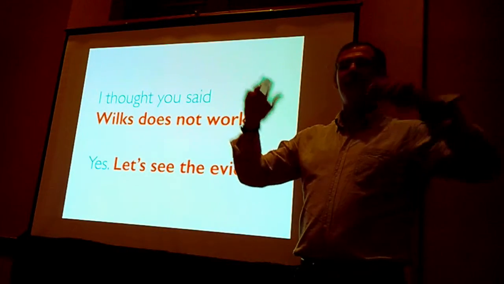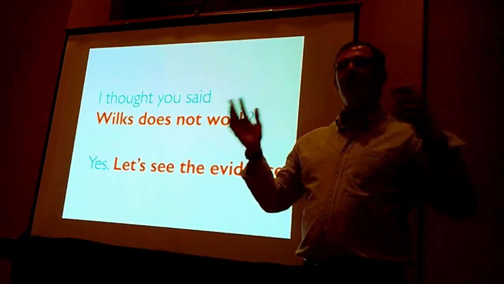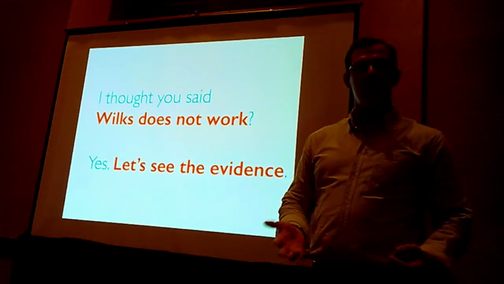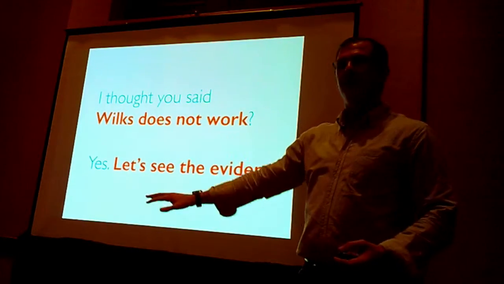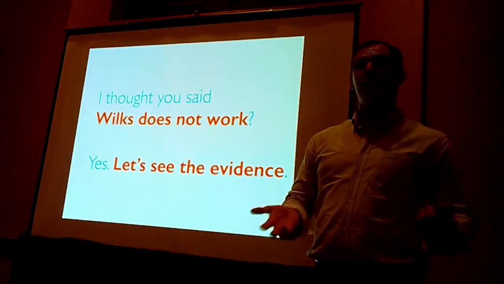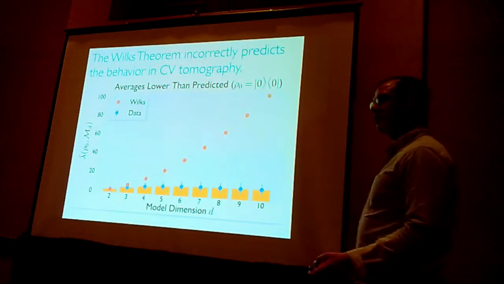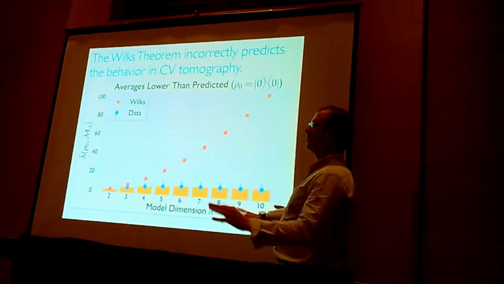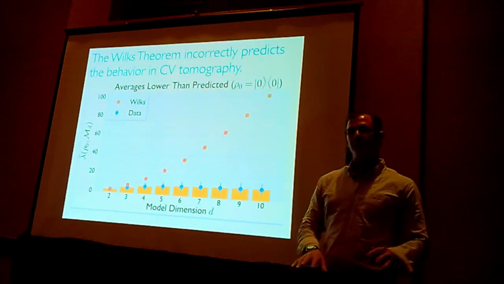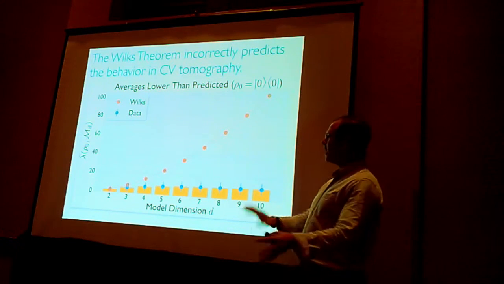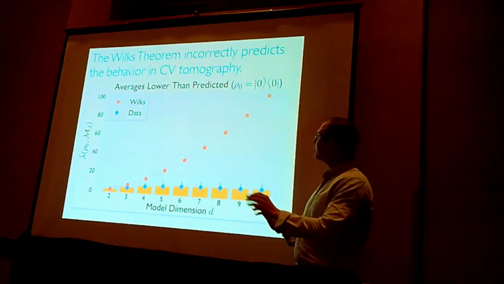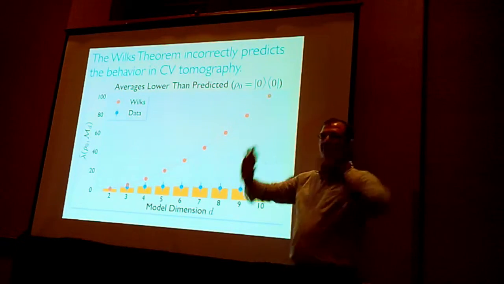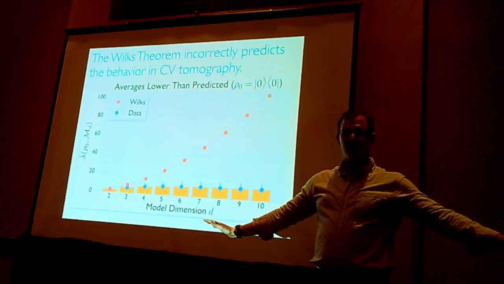So let's get to the actually relatively interesting and new and really cool part of the talk. We talked about the statistics. We talked about the background. Let's talk about what Robin and I have been doing. Essentially, the Wilks Theorem just incorrectly predicts the behavior of this statistic in CV tomography. So let's look at the non-XKCD version of the plot that I showed earlier. Pick your true state as the super benign vacuum state.